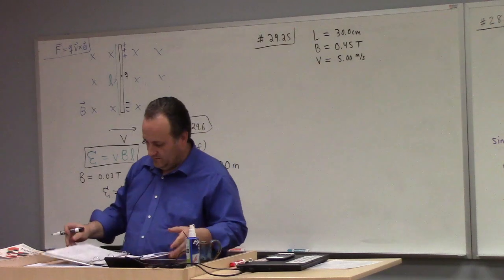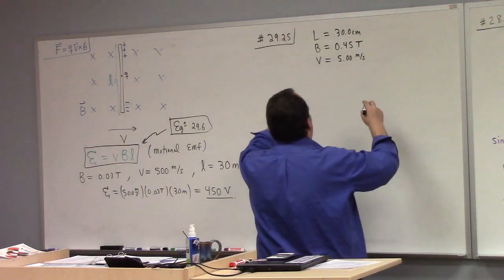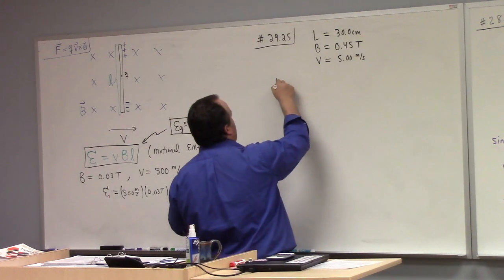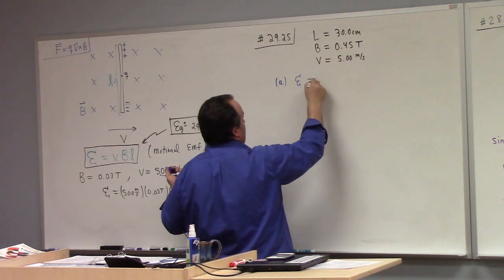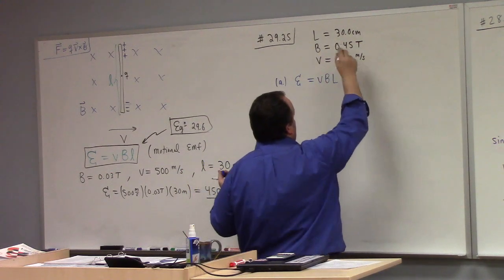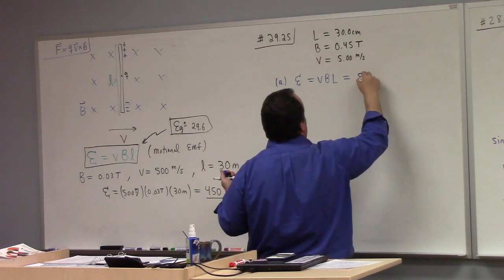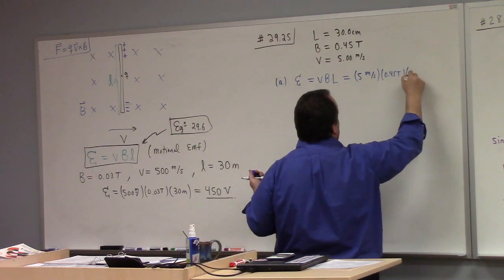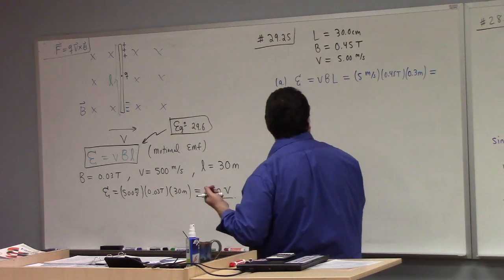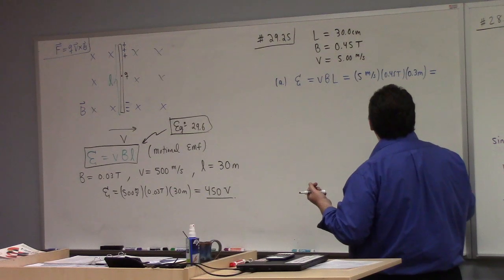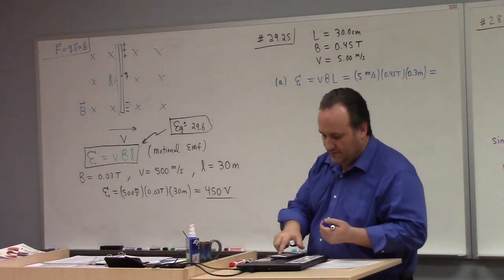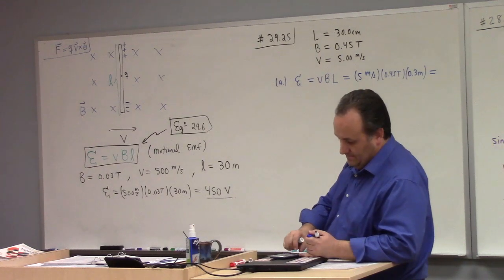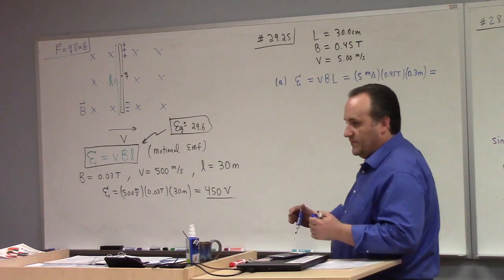All right, so let's think through this. Part A is really easy, right? The voltage, in terms of magnitude, is just vBL, and so we multiply those. Be careful, 30 centimeters is 0.3 meters, so whatever that works out to. I'll not try to do that in my head. So we get, what, 0.675 volts?